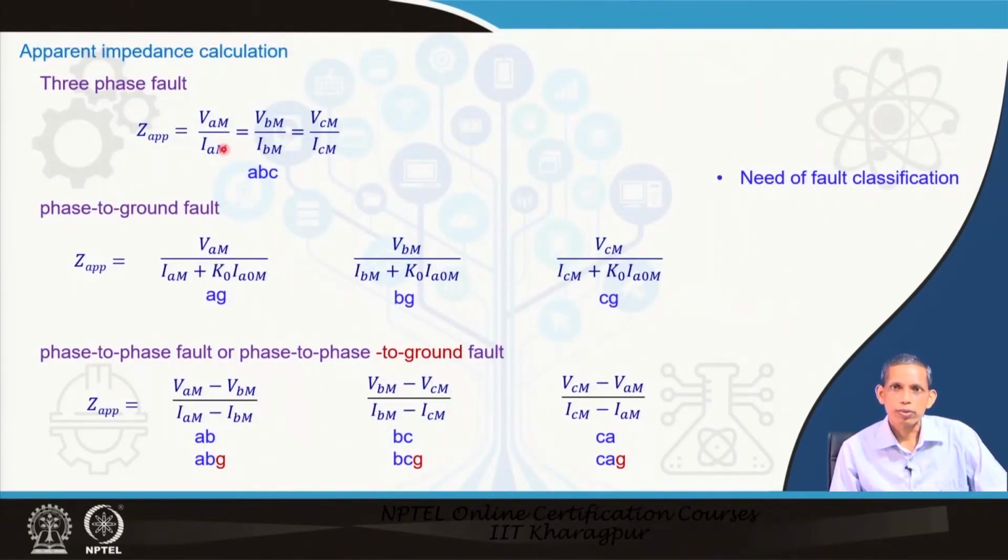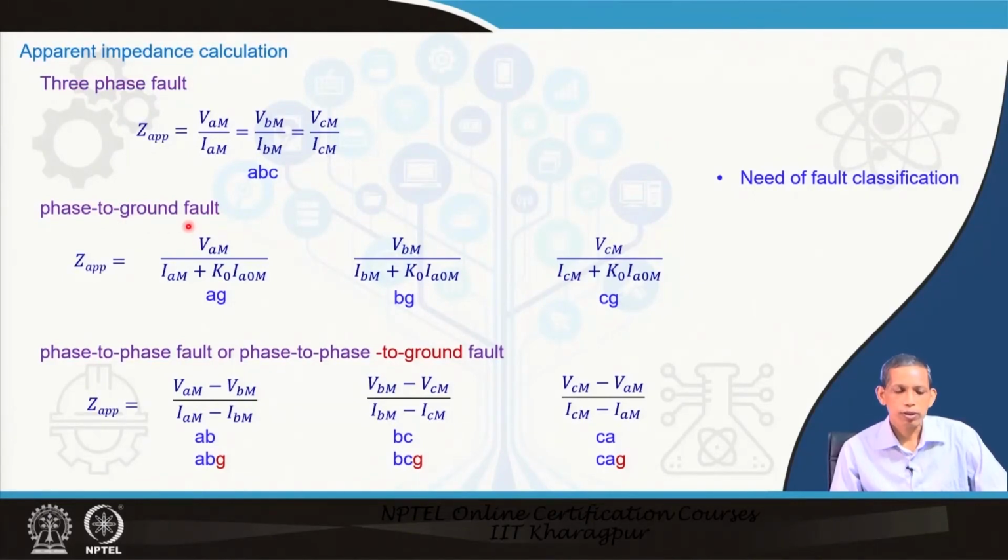So, in summary, for the different kinds of fault, for 3 phase fault Z apparent equals V M upon I M or V B M upon I B M or V C M upon I C M.